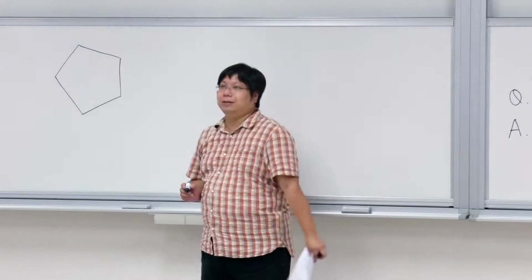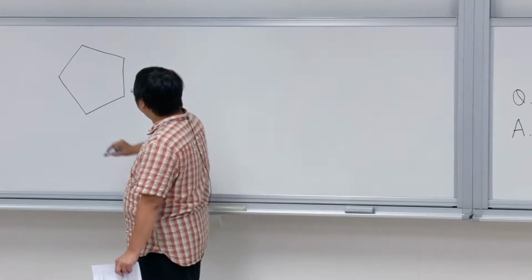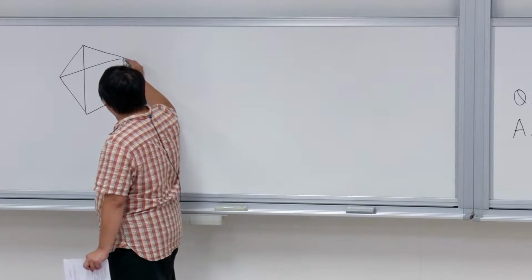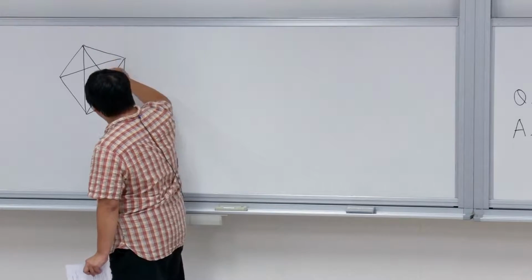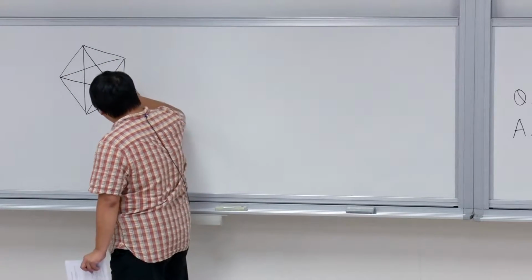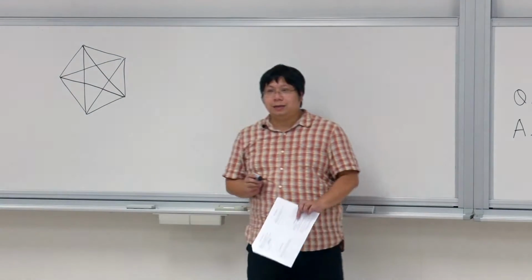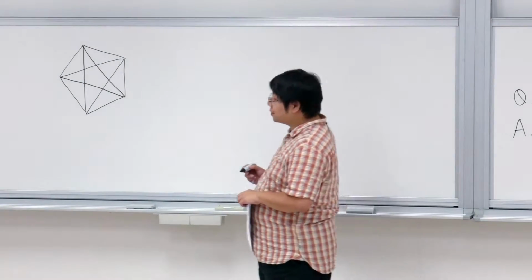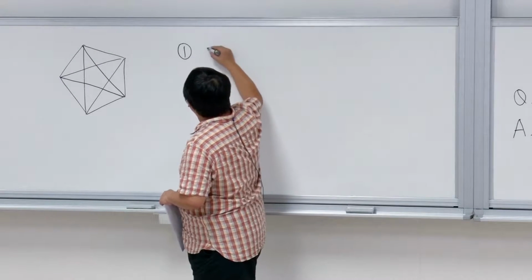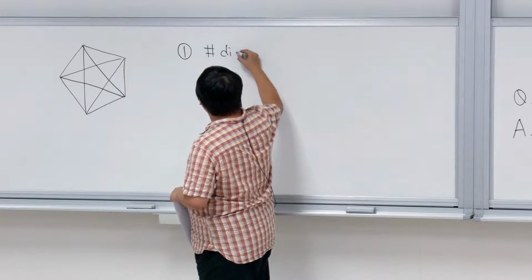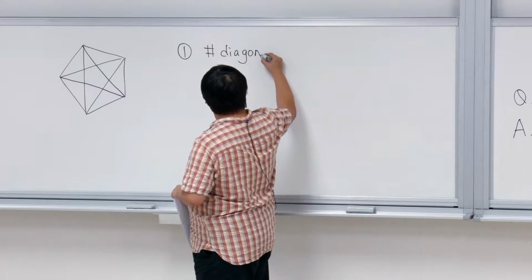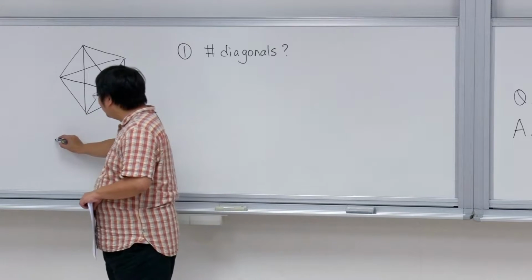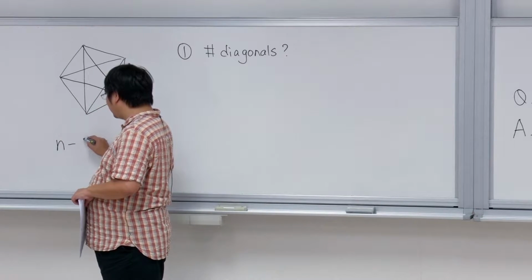This is a pentagon, a 5-sided polygon, and let's say we join all the diagonals together. I have a first question: how many diagonals? So this is for 5, but I want to ask in general if it is an n-sided polygon.